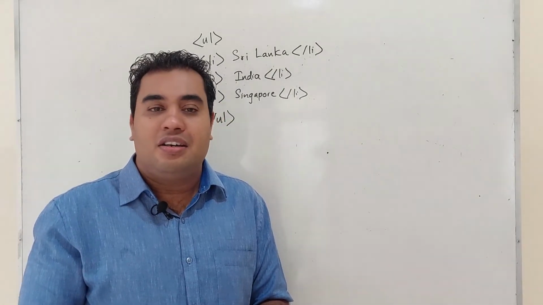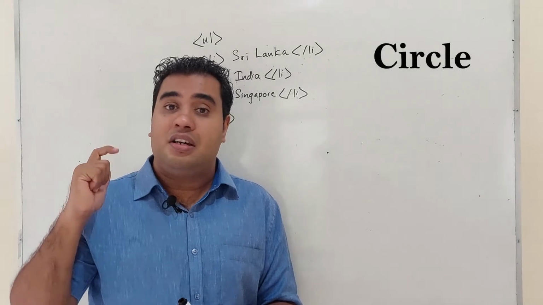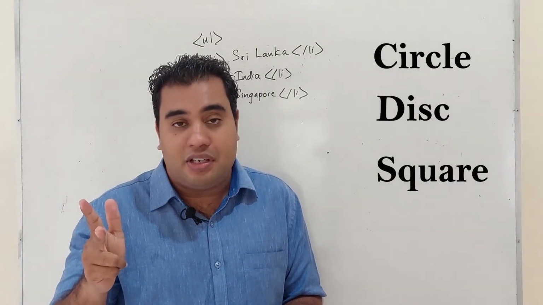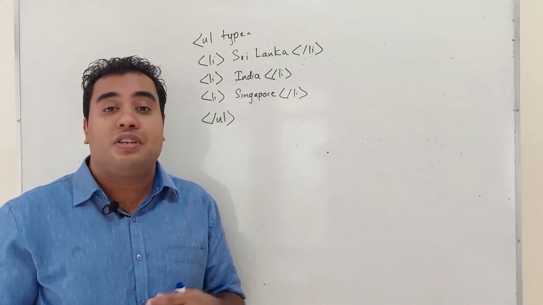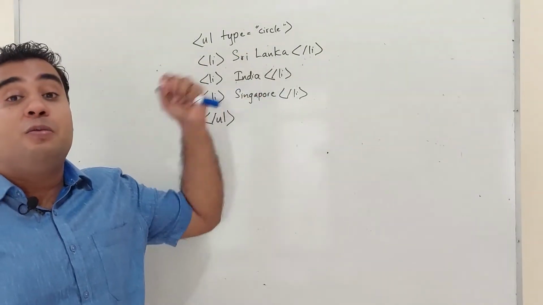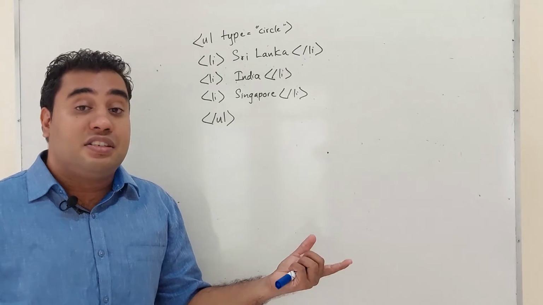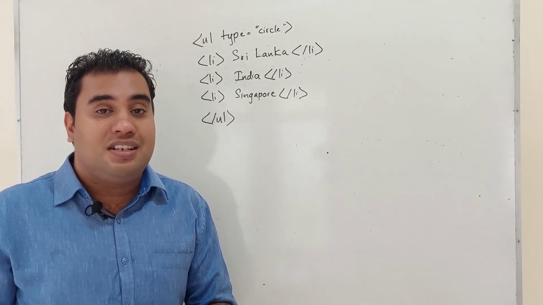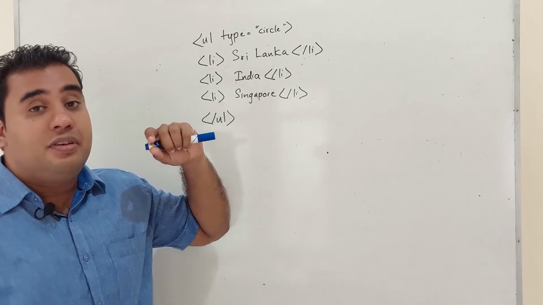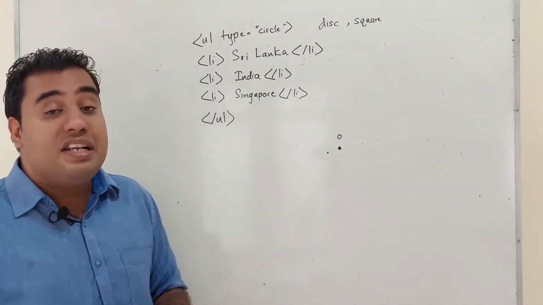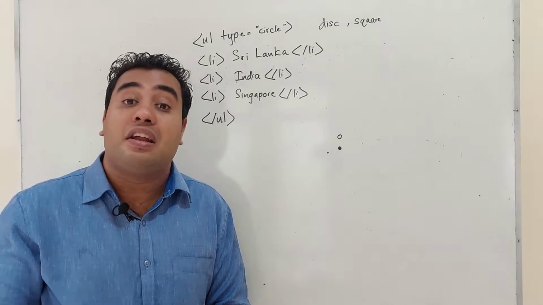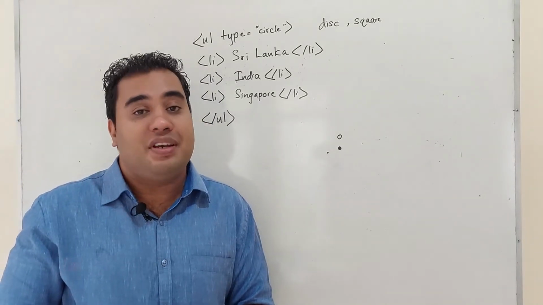Those are the circle, disk and square. So as in ordered lists, we can use this type attribute and represent them. So this is how we define the type of the unordered list. We can use as the value, other than this circle, the disk and the square. So that is the basic idea that you need to have in creating an unordered list in HTML.